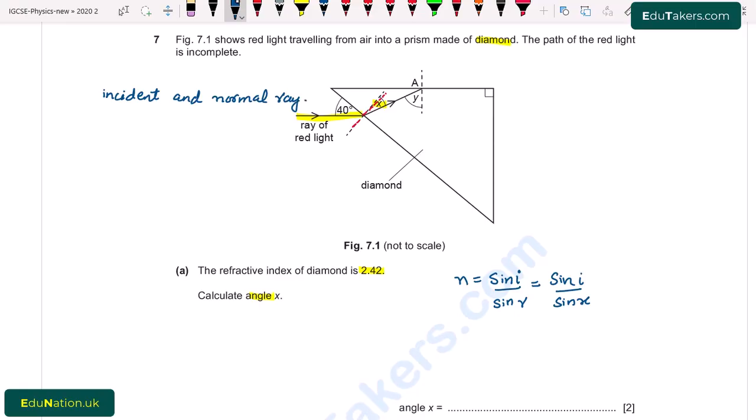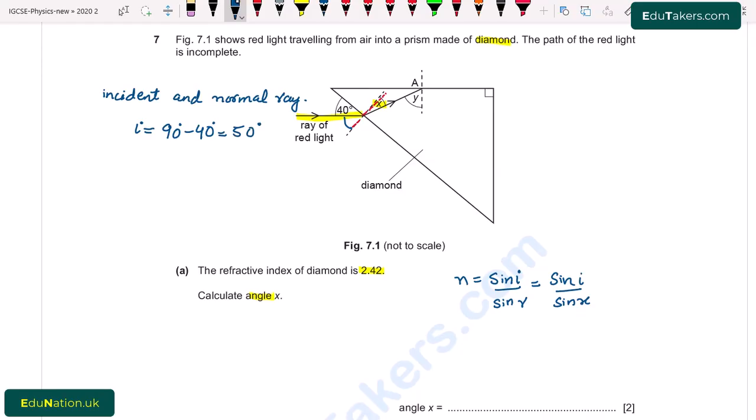So this angle 40 is not the incidence angle. I draw it on the side. It is the incidence angle. And I write here i will be equal to 90 minus 40. I write here 90 degree because the surface is perpendicular to the normal ray. That's why the angle of incidence comes to be 50.